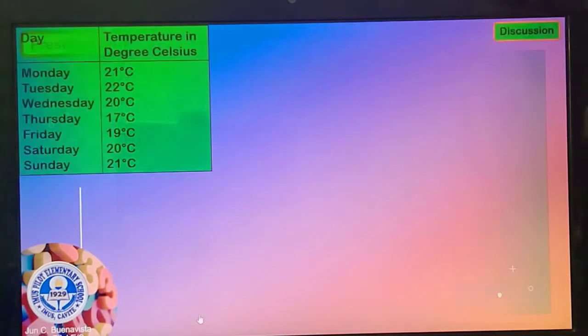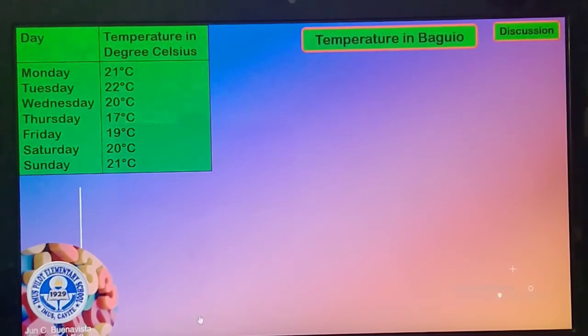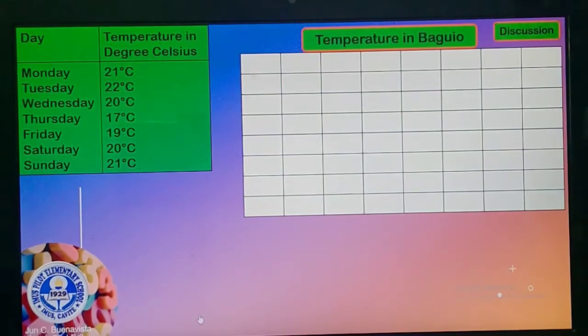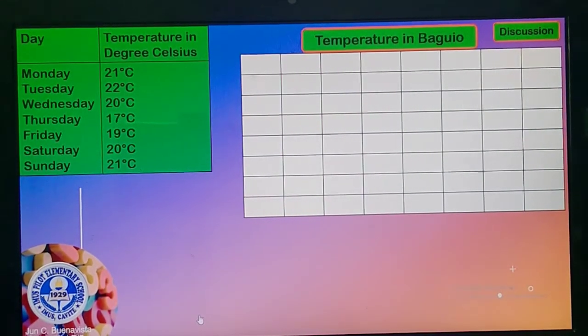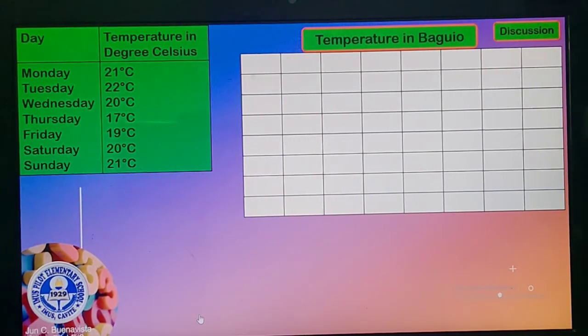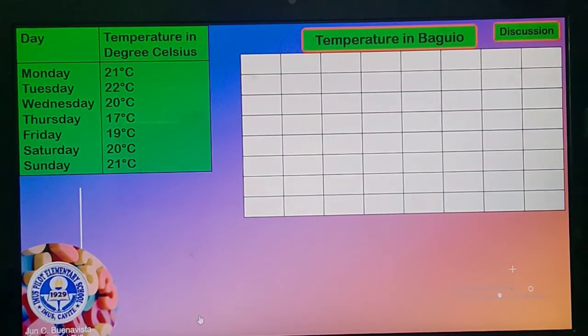So now we're going to draw or construct a line graph. So first, here, class, is the temperature in Baguio City, from Monday to Sunday, or the weekly temperature in Baguio City. Now I'm going to have a table, or that is the horizontal and the vertical line. Pag sinabi nating vertical line, yung linya na patayo. Pag horizontal, yun ang pahiga. So, yung horizontal, yun po ang nagre-represent na x-axis. At ang vertical line naman, class, yun naman ang y-axis.